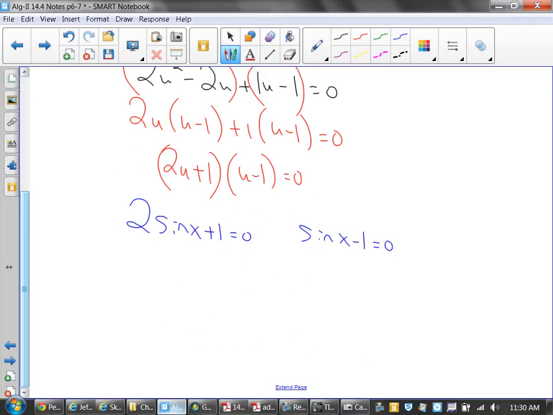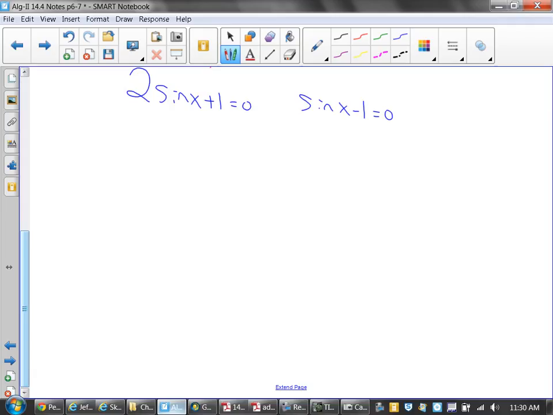So here my two values are: x is going to have the inverse sine of negative 1/2, and x is going to have the inverse sine of 1. Everybody okay with that shortcut?